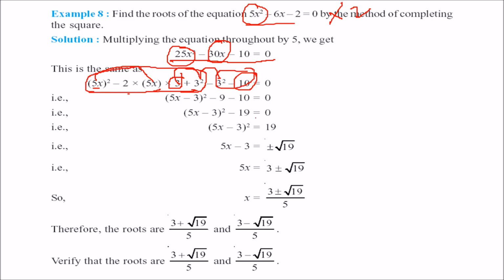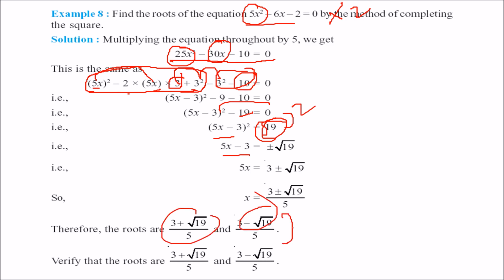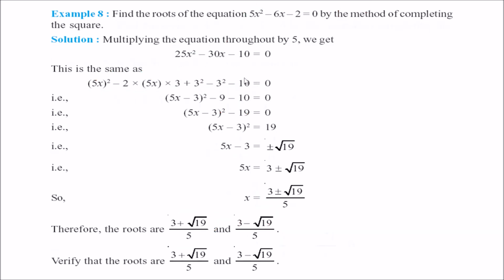These two added, this becomes 1. Take 1 here. So 5x minus 3 has to be equal to plus root 1 one time, and it has to be equal to minus root 1 one time. So you get these two solutions, and we will talk about this because we are going to the Sridharacharya formula just now.